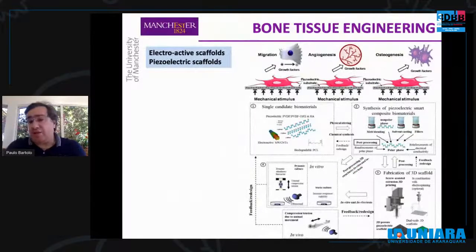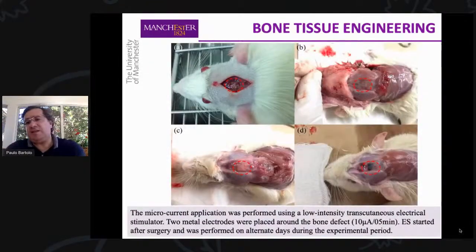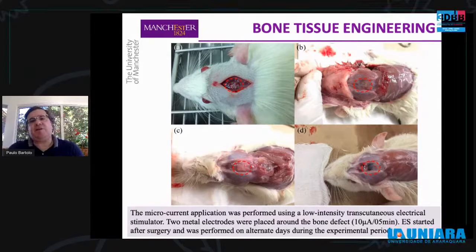Bone has, as you know, piezoelectric properties and also reverse piezoelectric properties. So we are also focusing on the concepts of electroactive scaffolds and piezoelectric scaffolds to enhance both osteogenesis and angiogenesis. An example is the work that we are doing. This is also in partnership with colleagues in Brazil, colleagues in Araras.